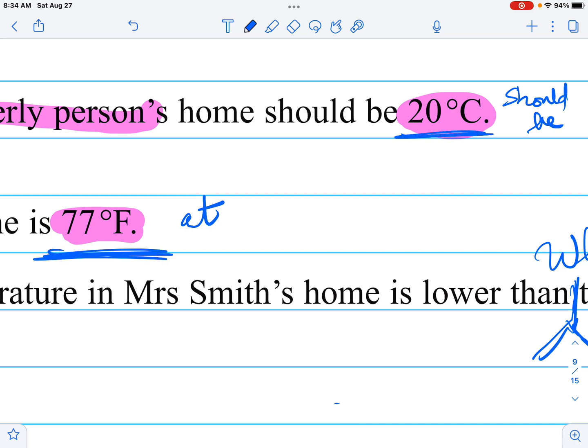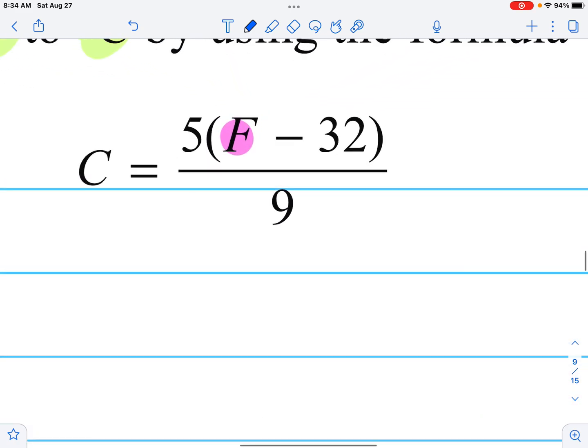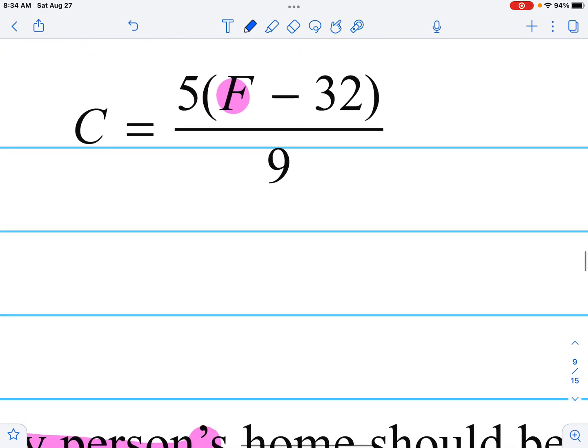Remember, they must speak the same language. You cannot compare apples and pears, right? So this must be converted to degrees C. Then we can compare. And how can we do that? By using this scale. All right? Can we do that? Good.